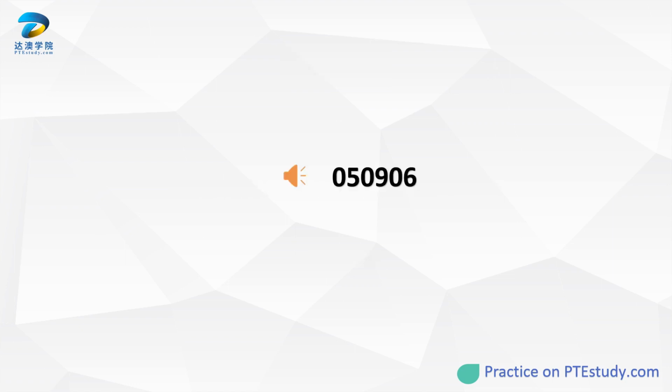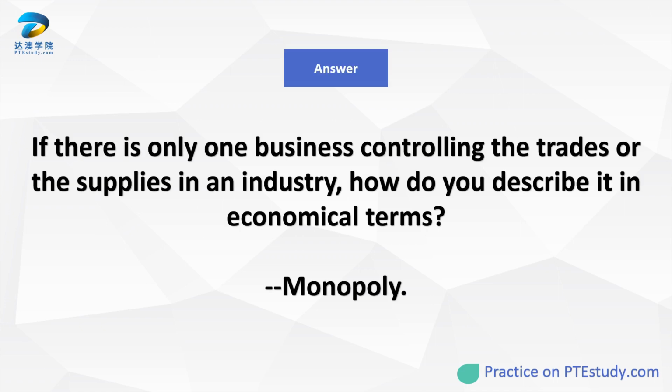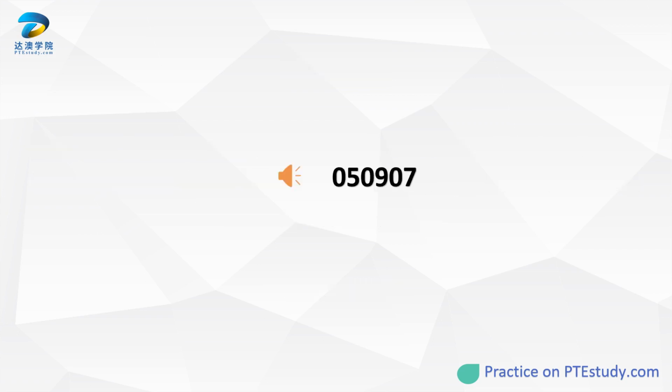If there is only one business controlling the trades or the supplies in an industry, how do you describe it in economical terms? What category do bees, butterflies, and mosquitoes belong to?